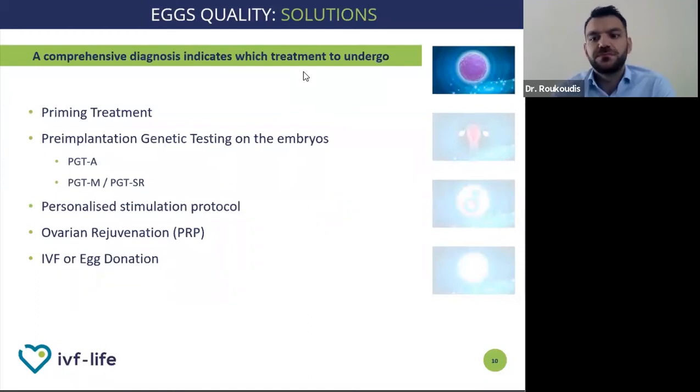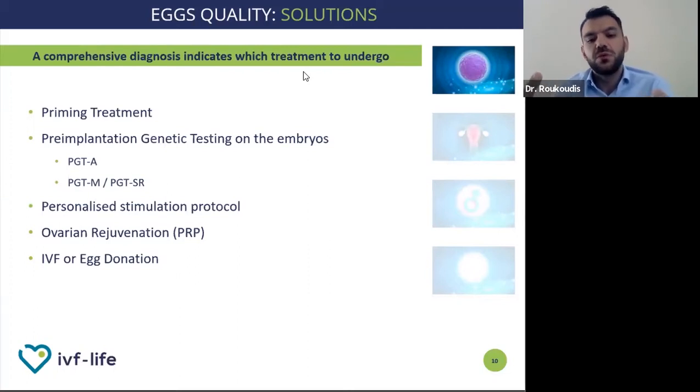Let's say we have a woman. She is over 35. So we know from the statistics that the possibility that the embryos she produces are good, have the normal amount of chromosomes, is about 50%. What should we do? First, as I said, we estimate the ovarian reserve.